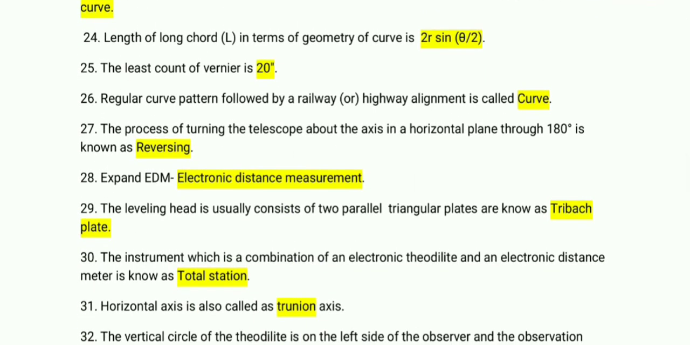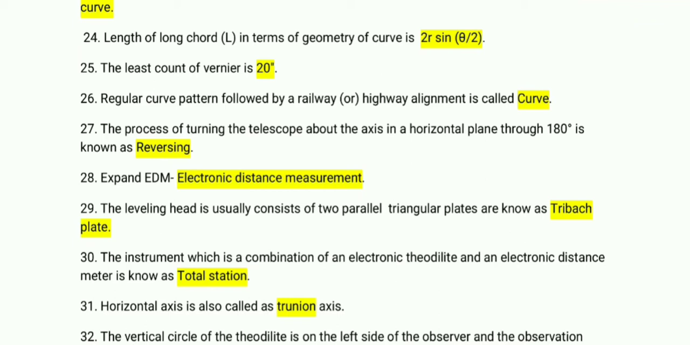The length of the long chord in terms of the geometry of the curve is 2R sin(theta/2). The least count of the vernier is 20. The regular curve pattern followed by a railway or highway alignment is called a horizontal curve. The process of turning the telescope about the axis in a horizontal plane through 180 degrees is known as reversing. EDM stands for electronic distance measurement.